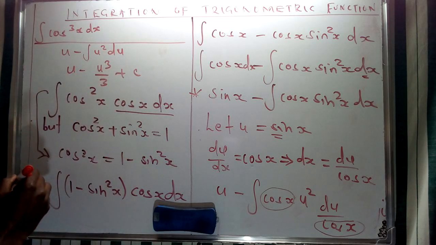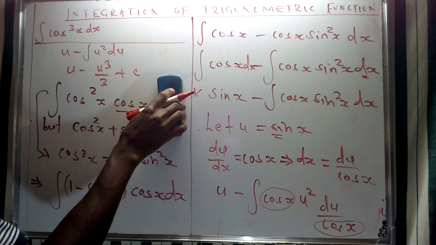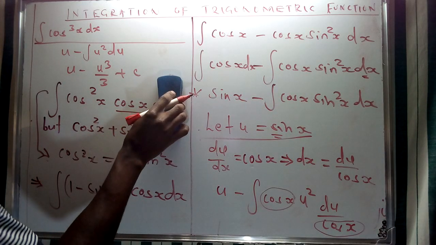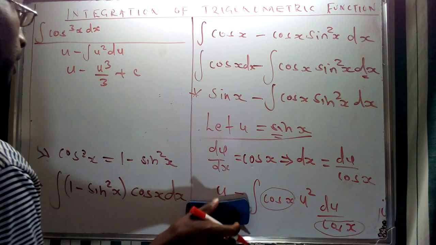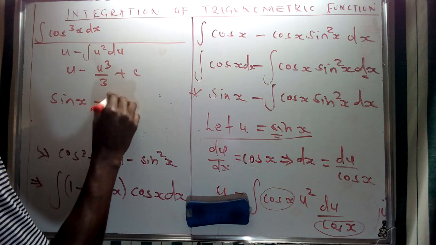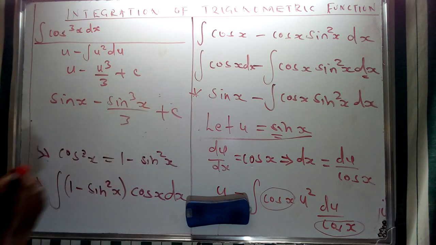Now the second part gives us u minus u to the power 3 over 3 plus c. In this case, we can do a substitution for our representation of u, putting back the sine of x, whereby we're going to have this as the sine of x minus the sine cube x over 3 plus c.